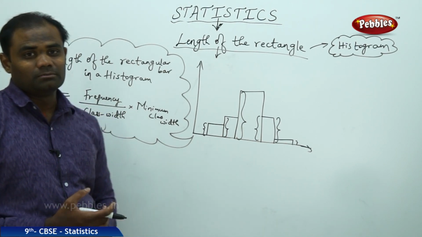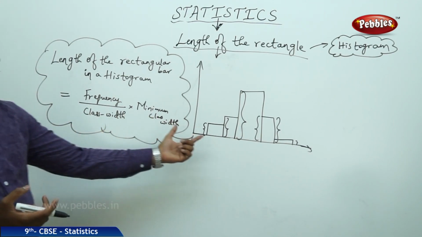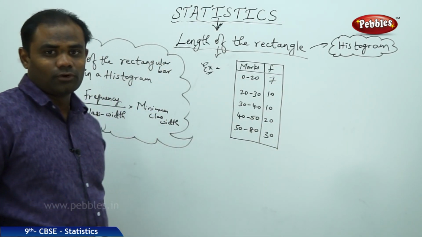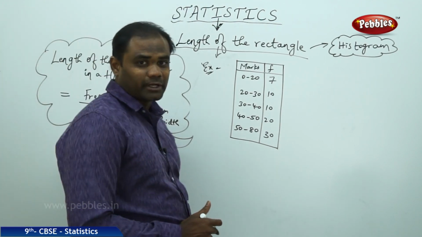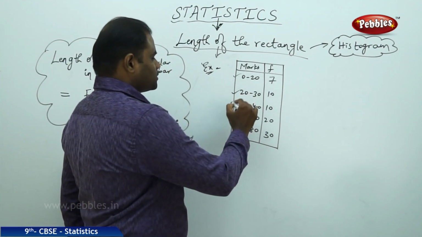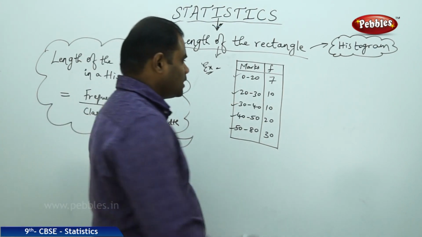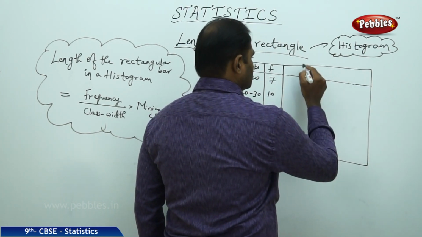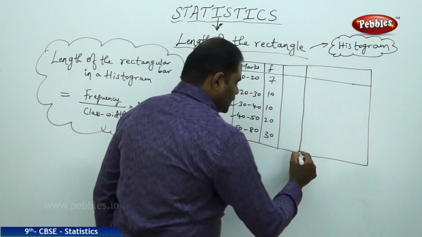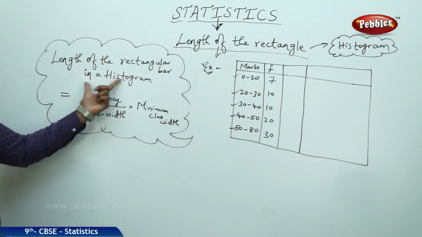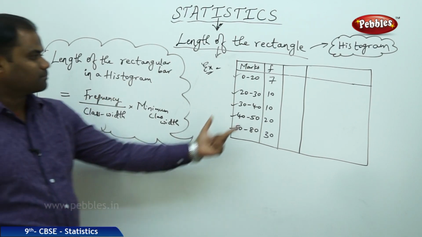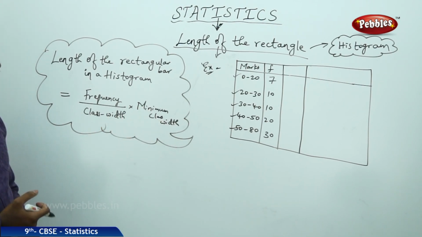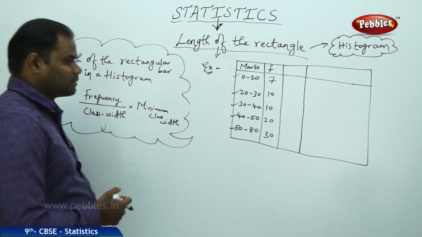Let's take an example problem to calculate the length of the rectangular bars of each of the class intervals. Here is an example problem for which I would like to find the length of each rectangular bar represented by each class interval. Clearly, for finding the length of the rectangular bar in the histogram, I need the frequency, which is already given, but I need the class width and the minimum class width.